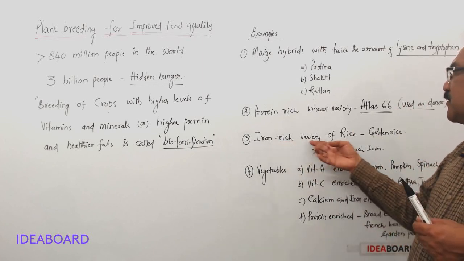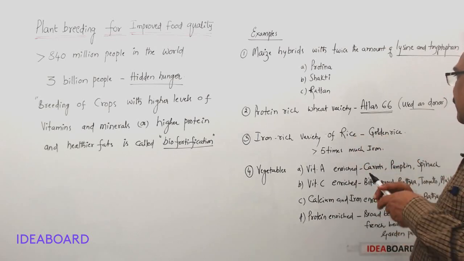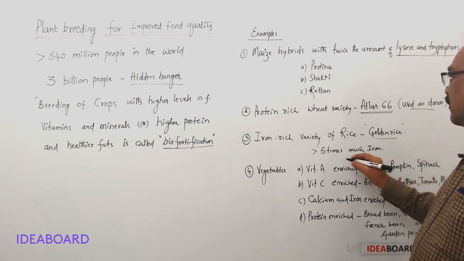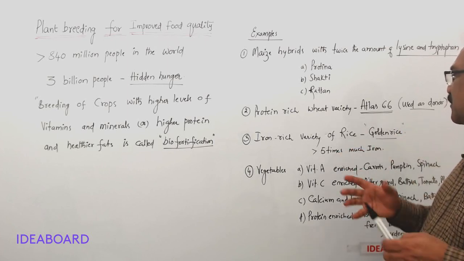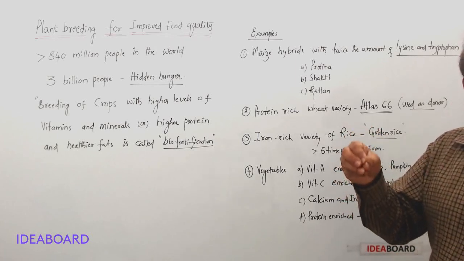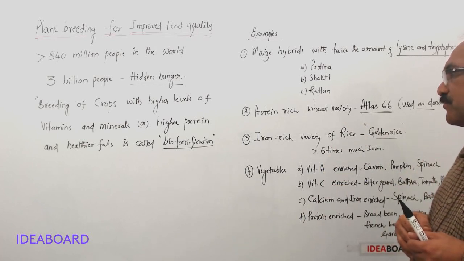Like that, an iron rich variety of rice. Okay, and this iron rich variety of rice is called golden rice, and it contains 5 times greater iron than the existing varieties that are cultivated.